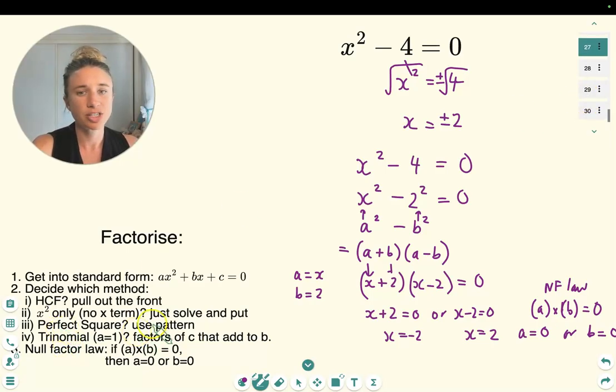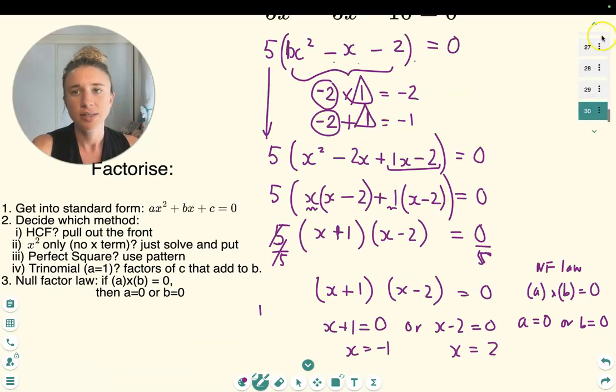If it's a perfect square, you can use that pattern. Perfect square or a difference of 2 squares. This is difference of 2 squares. And if it's a trinomial, you've got the factors, like what we just did. You get the factors and you split that middle term, and that is all right.